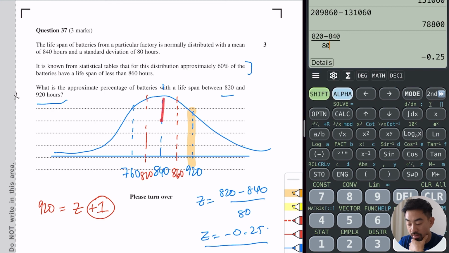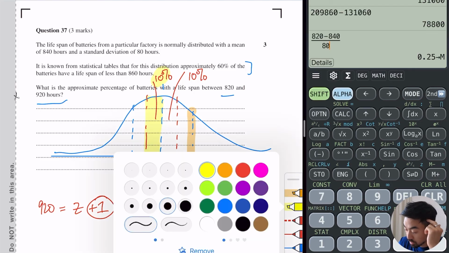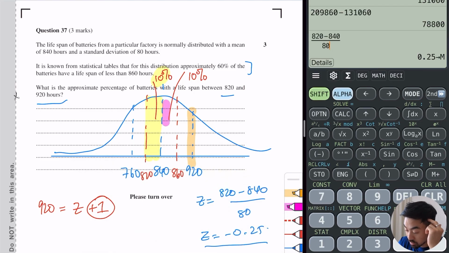So I know that the mean cuts the data at 50%. So I can actually say, right, I can actually say that here is going to be only 10%. Since it cuts 60%. And I can also say here is going to be 10% because it's symmetrical. So how am I going to make this obvious for you? So all of that is 10% there. And all of this is also that 10% there.